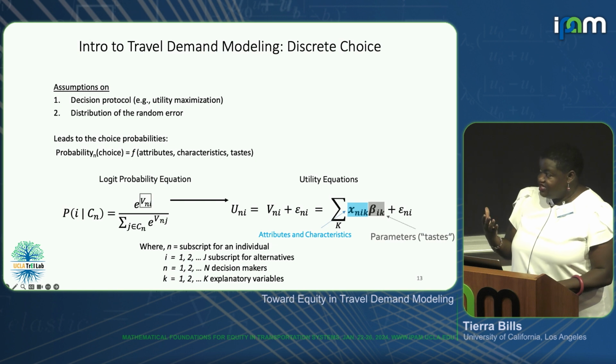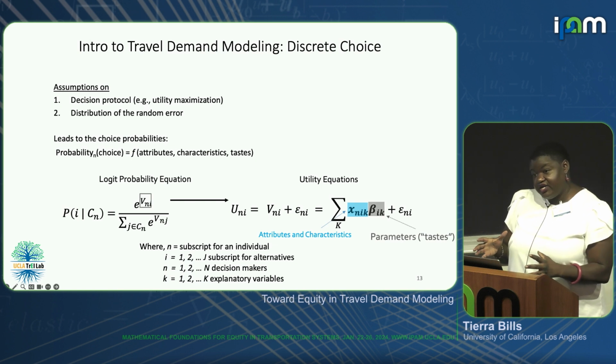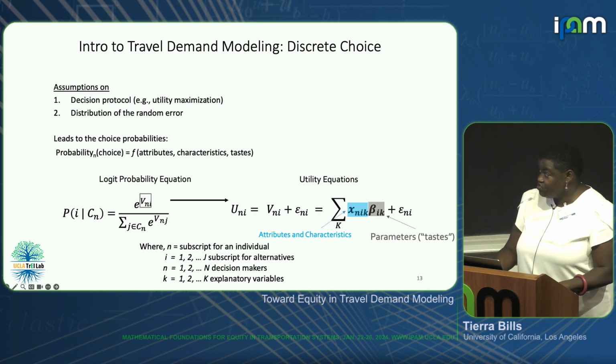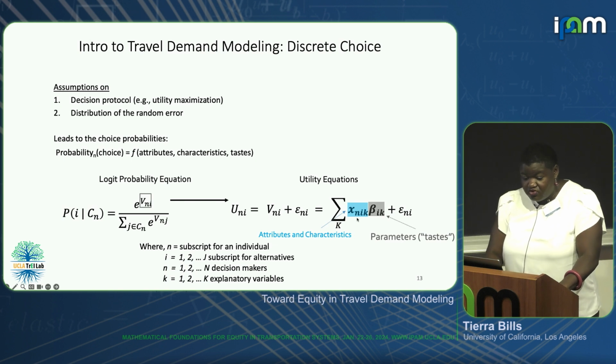So with those assumptions, we arrive at a function for calculating the probability of a choice. And the way that information enters into that choice probability equation is through these utility equations. And so we have our data that represents the information about the alternatives and the characteristics, and we estimate the parameters based on those data.